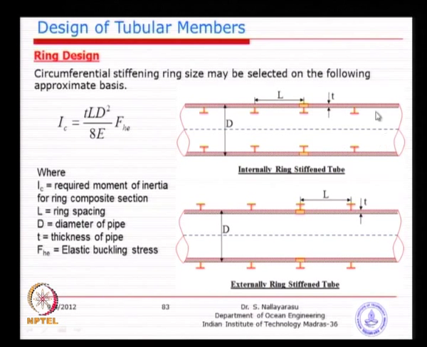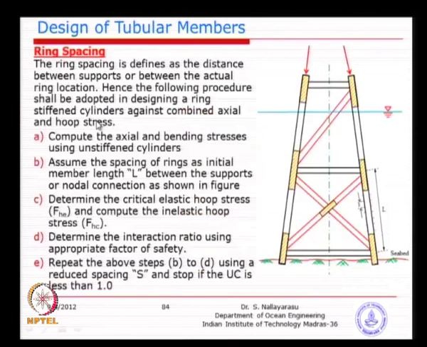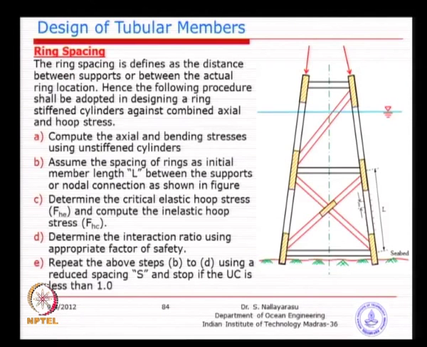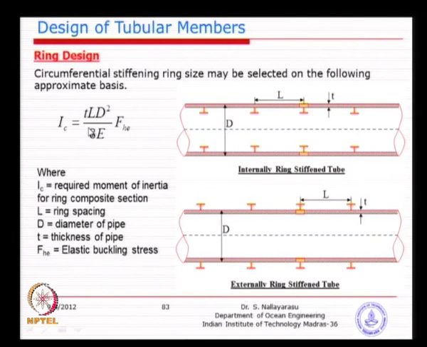You assumed a ring spacing of L while doing the member check, and using that L you have come up with the moment of inertia. That moment of inertia is satisfied by providing sufficient wall thickness of the web and the flange here. Using this formula, you calculate the actual moment of inertia provided and what is the moment of inertia required in this particular case.